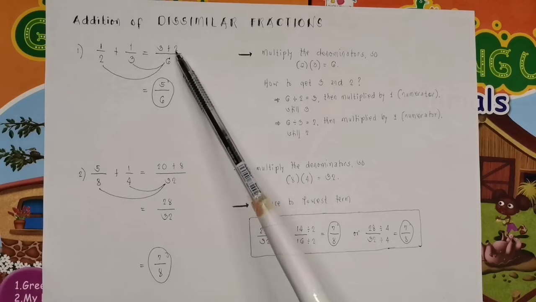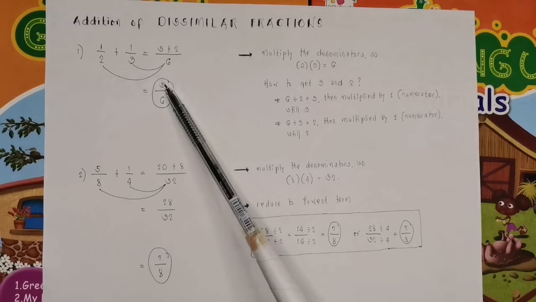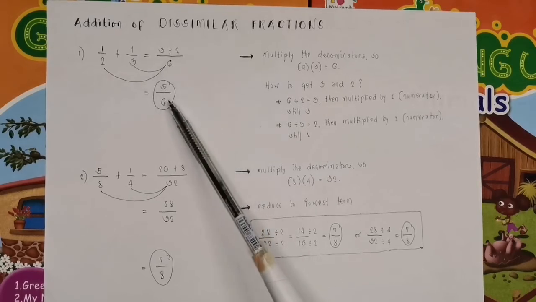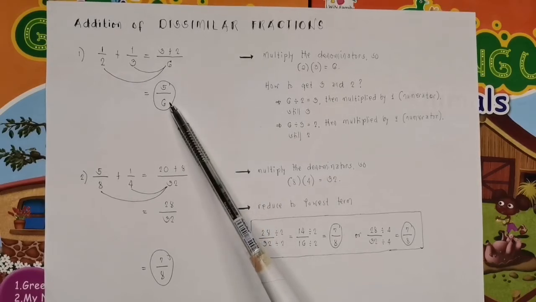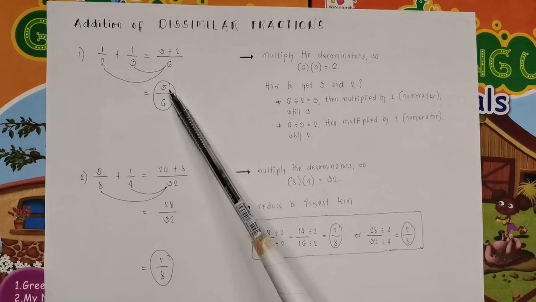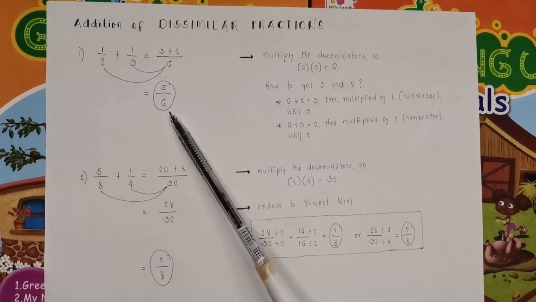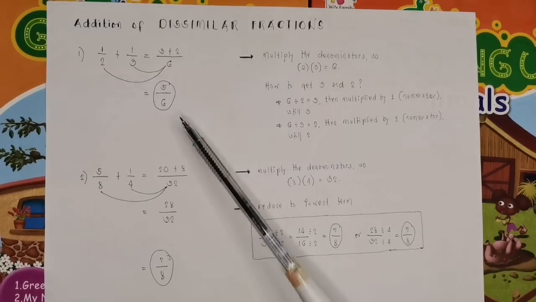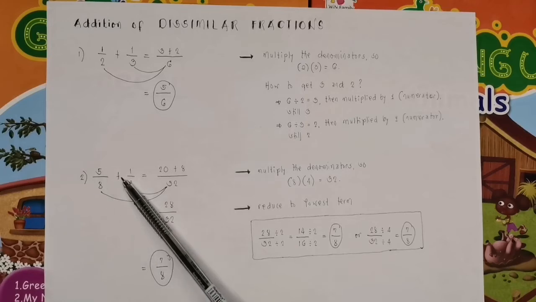Next, we will add the numerators. 3 plus 2, we have 5. And then, copy the common denominator. Therefore, if we will add 1/2 plus 1/3, the answer is 5/6.